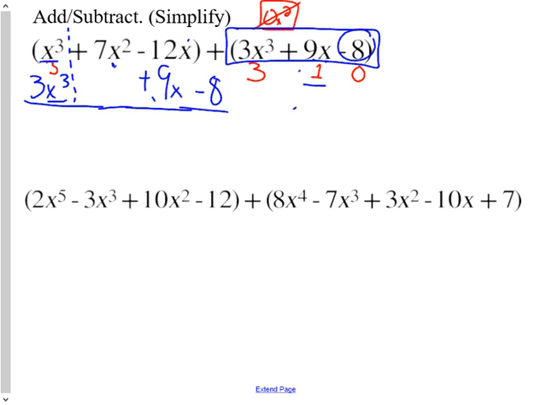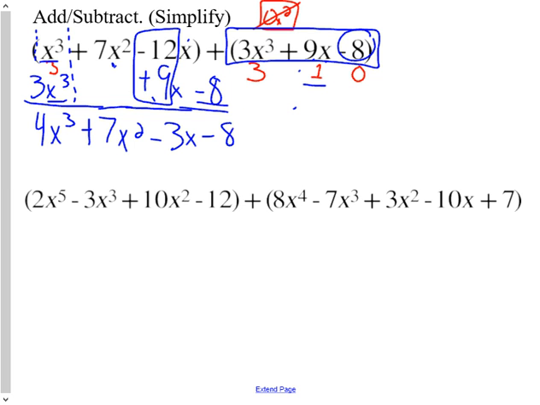And now we're adding, what is 1 plus 3? 4x cubed. What is 7x squared? Just comes down. Now I got minus 12 plus 9. 9 is smaller, so we take the larger number's sign. 12 is negative. And then 12 minus 9 is 3, to get minus 3x. And then the minus 8 just comes right down. And that is simply how we are going to add or subtract our monomials.